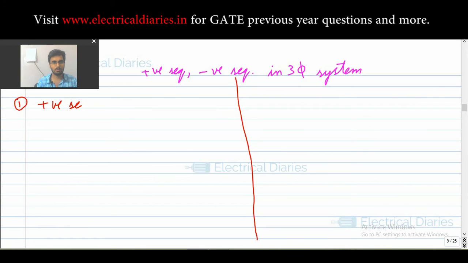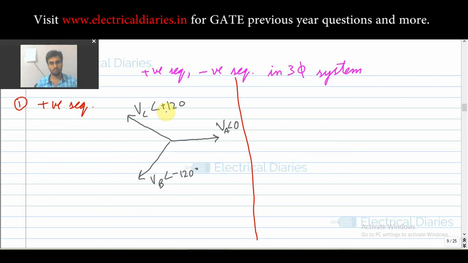What is the meaning of positive sequence? A positive sequence is this: VA at an angle 0, VB at an angle minus 120, and VC at an angle plus 120, or you can say VC at an angle minus 240 also. So this ABC is your positive sequence.